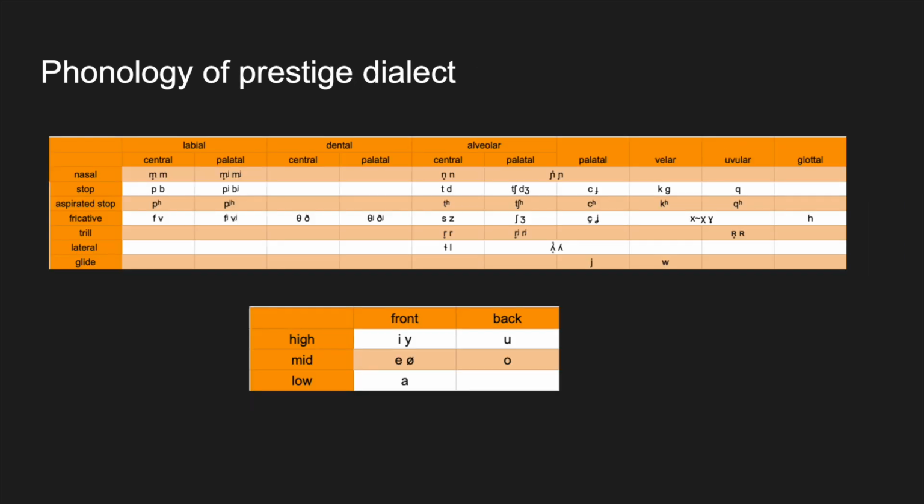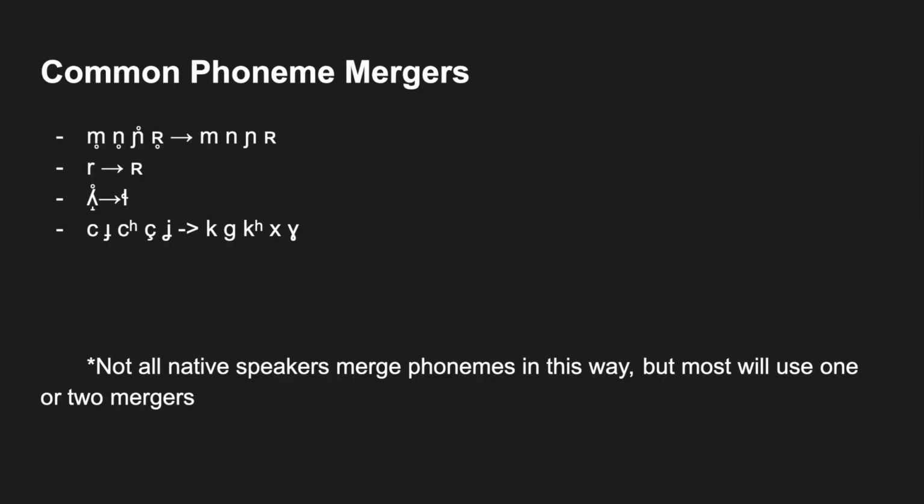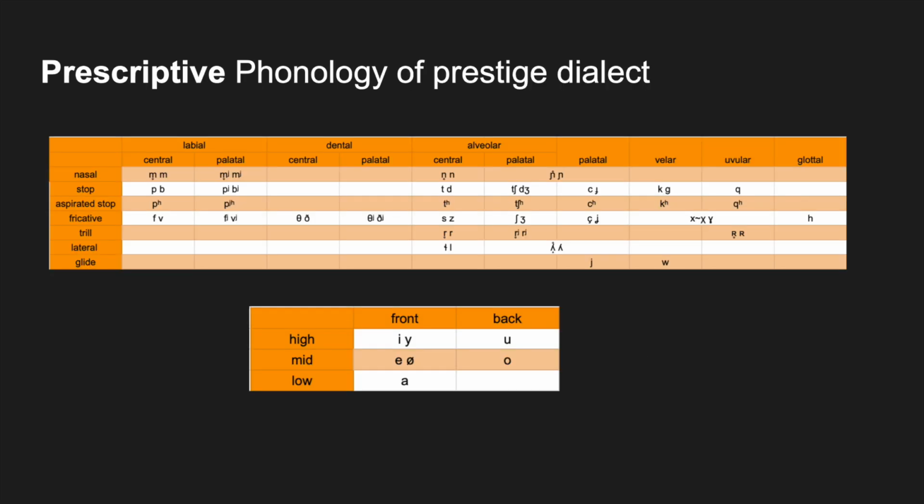There's also a more prestigious and much older dialect spoken by rulers, scholars, and monks. When speaking in more formal contexts, speakers of this dialect enunciate and speak differentiating between all of these phonemes. However, native speakers of this more prestigious dialect don't often distinguish between all of these sounds, so this phonology chart is more of a prescriptive model.